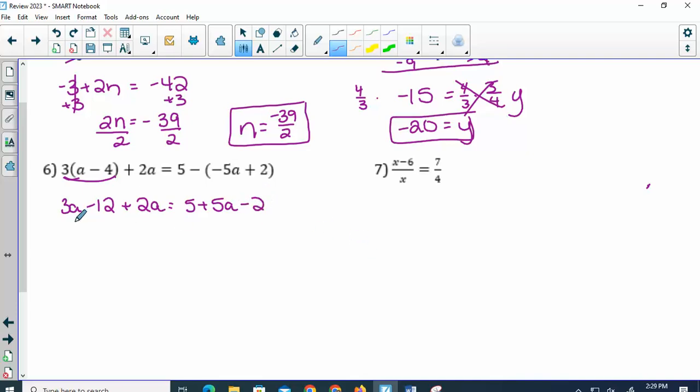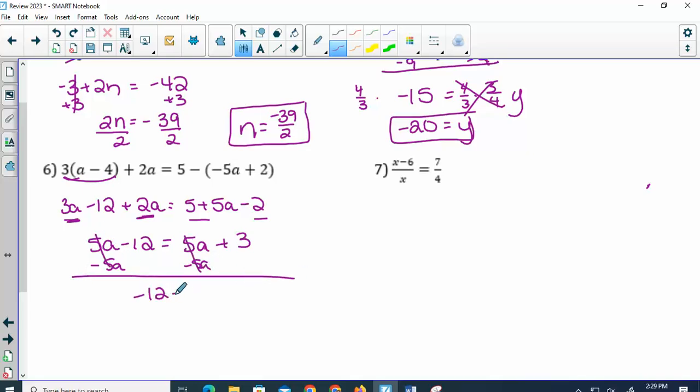All right, combining like terms. If they are on the same side, we just put them together. So 3a plus 2a is 5a. Over here we have 5a, 5 minus 2 is 3. Subtract 5a. What does that mean? No solution. My variables canceled out. I was left with the false statement. There is no solution.